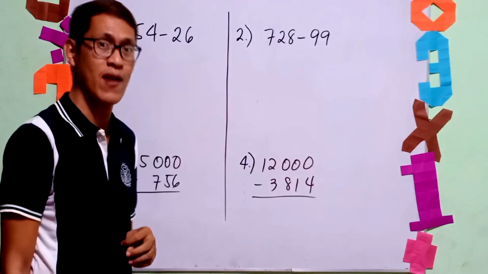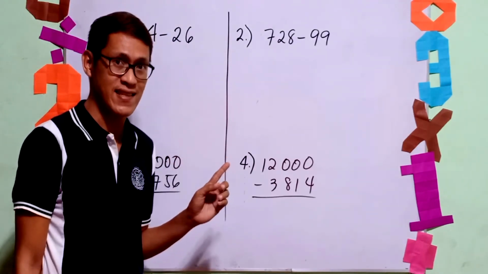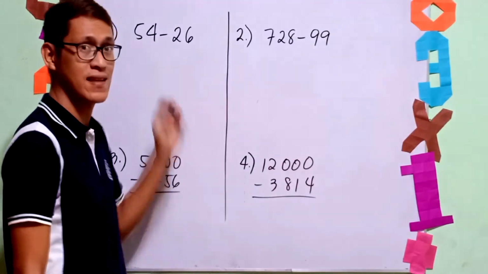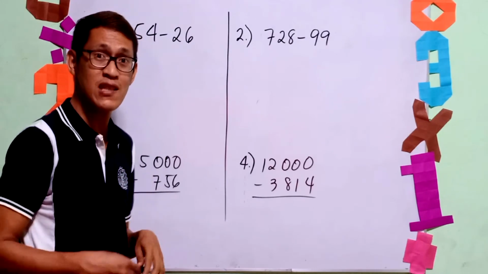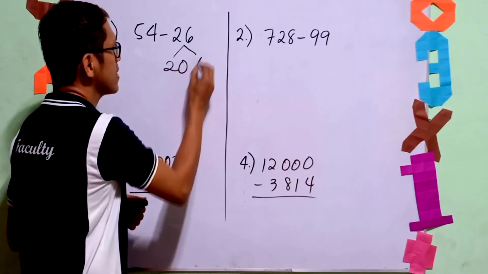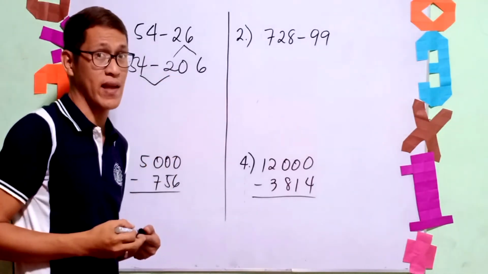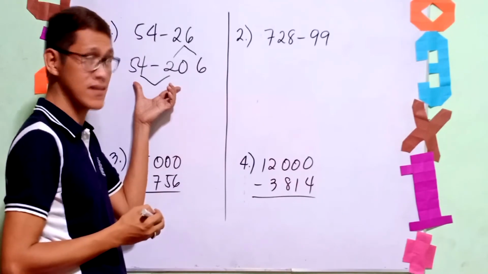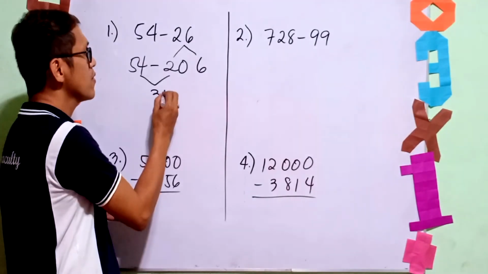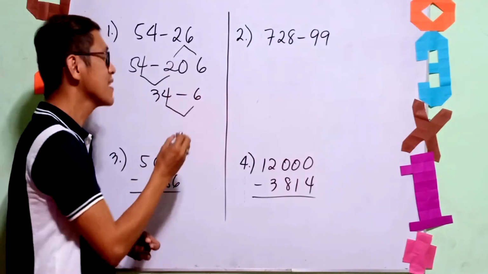Now let's answer some exercises here to deepen your understanding on the topic that I discussed a while ago on mental subtraction. So let's see if you still remember the lessons. For number 1, how will you do this mentally? Yes, split 26 into 20 and 6. Then subtract 54 minus 20 because it's easy for you to subtract this than these two, right? So the answer is what? 34. Then minus the 6. So our answer is 28. Correct.